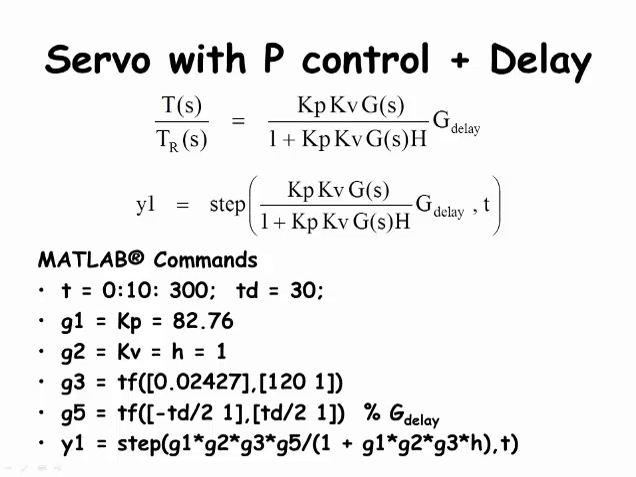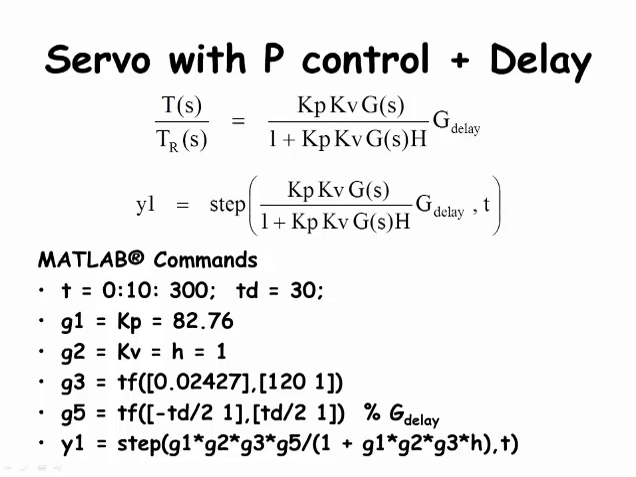The final term t is the time array we have defined for the problem before. Here are also the 6 MATLAB commands we need to write. In the first line we define the time array that goes from 0 to 300 in increments of 10 and set td equal to 30.